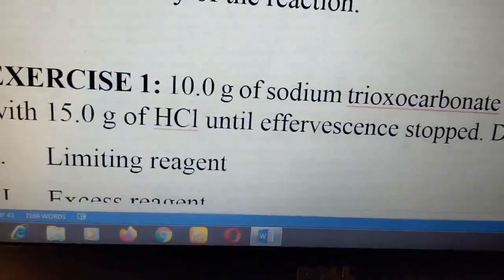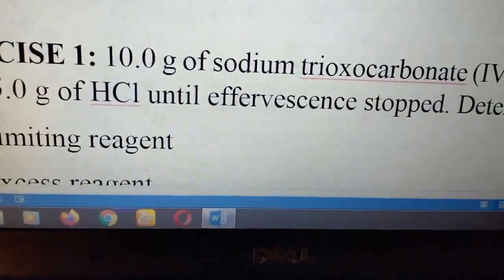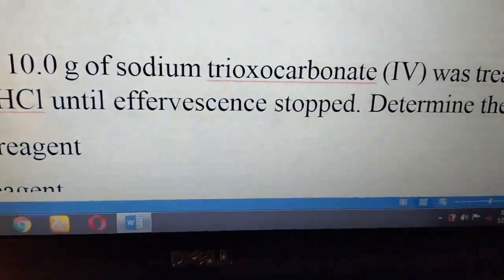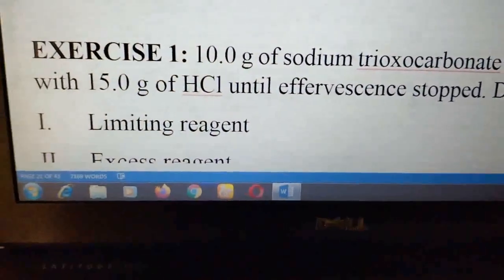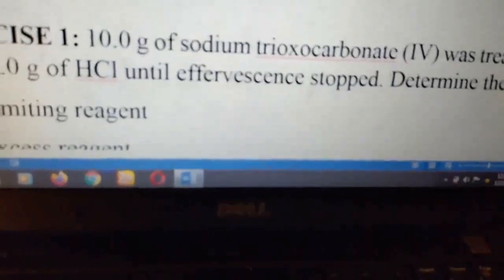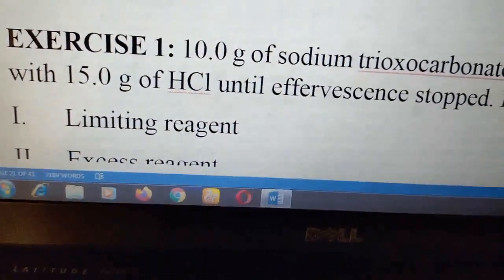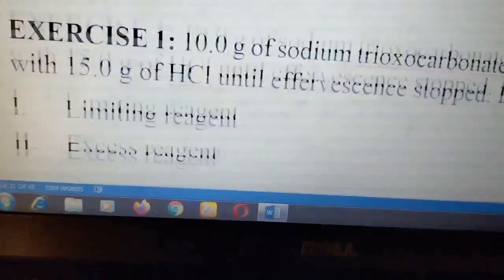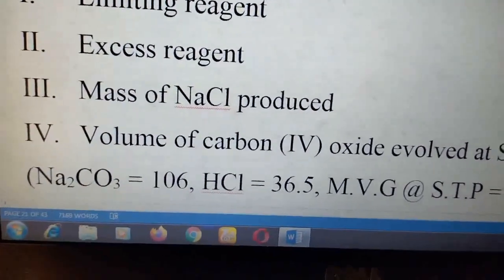Let's look at this example. Exercise 1 says 10.0 grams of sodium carbonate was treated with 15.0 grams of HCl until effervescence, or gas liberation, stopped. Determine I, the limiting reagent, II, the excess reagent, and III, the mass of sodium chloride produced.